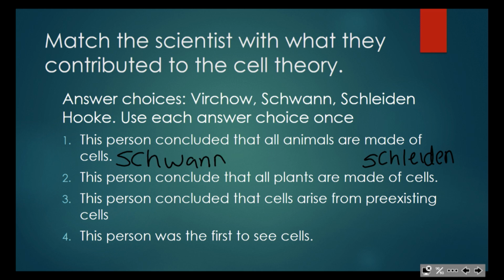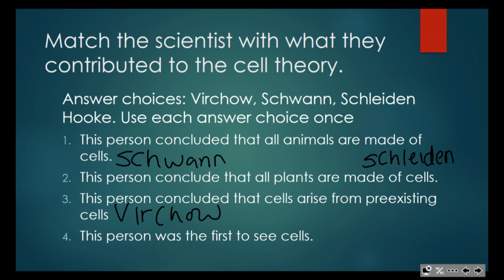All right, number 3 says, this person concluded that cells arise from pre-existing cells. Who said that? Well, this guy, Virchow, had a really famous line that was basically just that. He said that all cells come from pre-existing cells. So, Virchow was the one who discovered that for us.